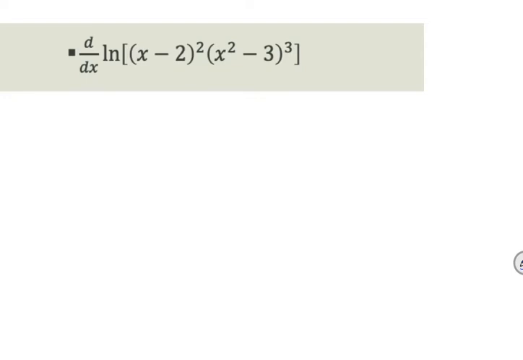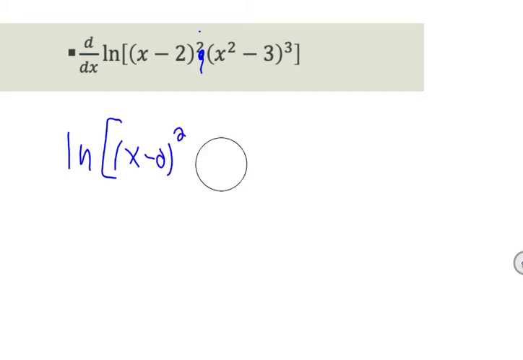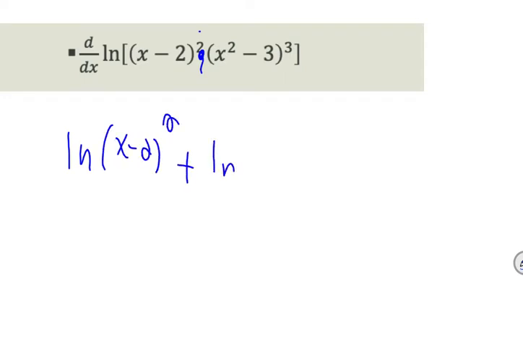So let's first of all look at this. What's one rule that we can use? Exactly. So we notice we have the multiplication rule here, right? Multiplication. So we have ln of x minus 2 quantity squared. I'm only going to put one bracket there, sorry. X minus 2 quantity squared plus ln of the second part, which is x squared minus 3 cubed.